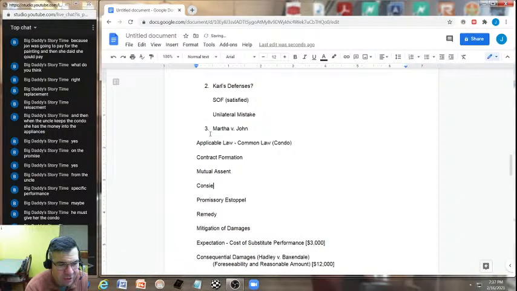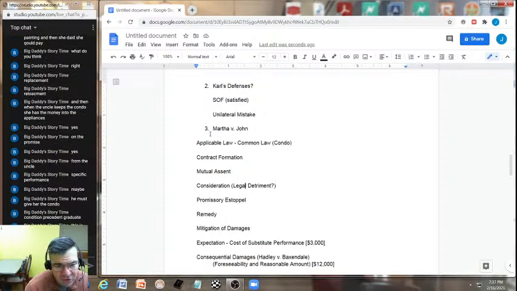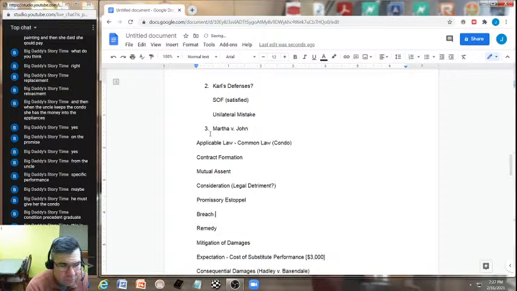And consideration. And remember here, what would otherwise look like a gift, in consideration, technically would be legal detriment. Legal detriment is the big issue here. And then the promissory estoppel as a substitute for consideration, in the event that there's not sufficient legal detriment and we have a gift, promissory estoppel would be a substitute for consideration. And therefore, breach of contract.